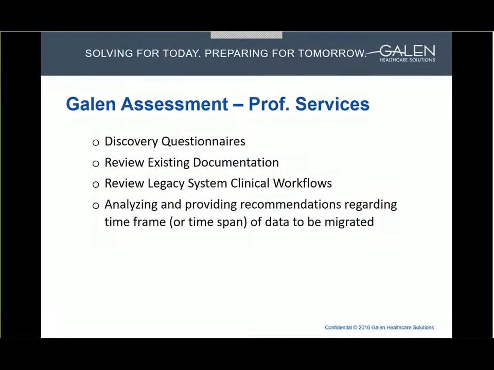And in the questionnaire, oftentimes we ask exploratory questions such as, what version of your legacy system are you currently on? And in that same vein, what ancillary systems are currently used by your organization? So in terms of the ancillary systems, gathering information about what document management systems you are using, and likewise, what radiology and lab vendors you are currently using.